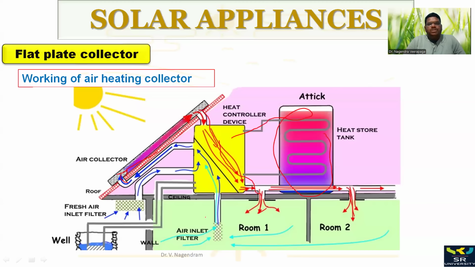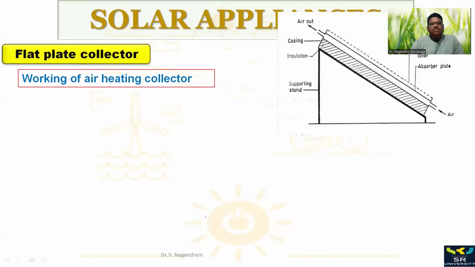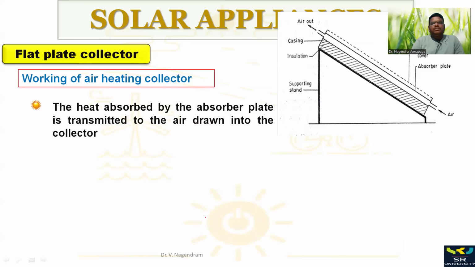Again, the working principle is the same. As the solar radiation falls on the black body, it absorbs the heat and transfers it to the air. The heat absorbed by the absorber plate is transmitted to the air drawn into the collector. So you see air going out at the top, and at the bottom the cold air, which has higher density, enters from the bottom. As it moves up, it gets heated.